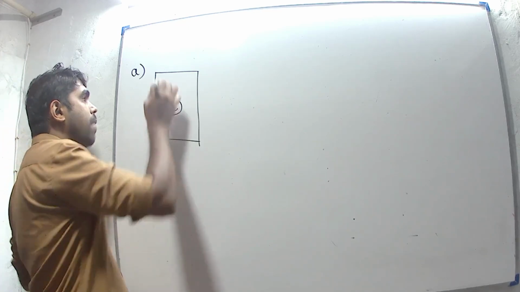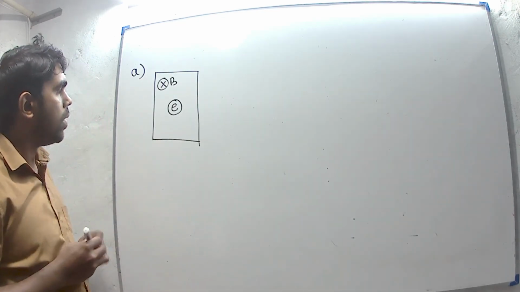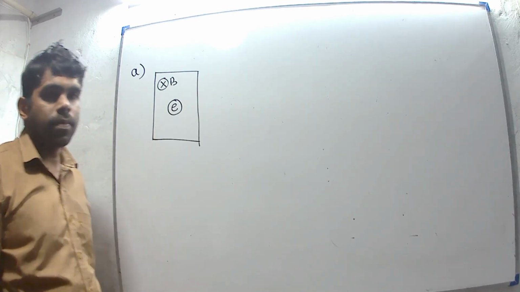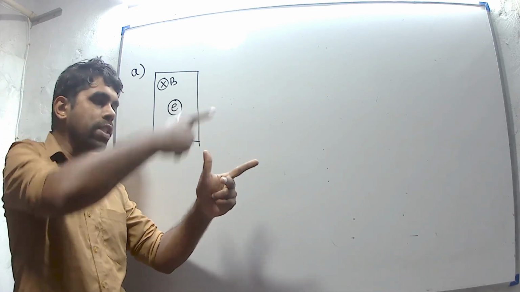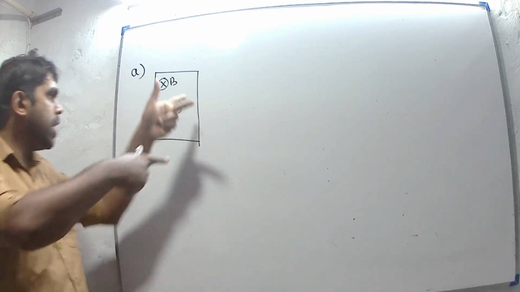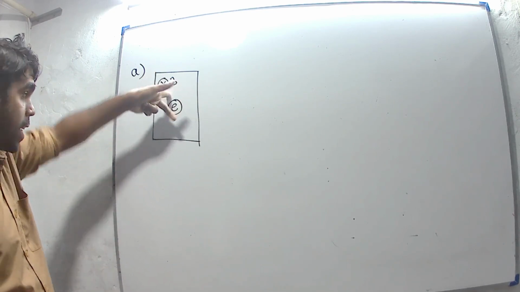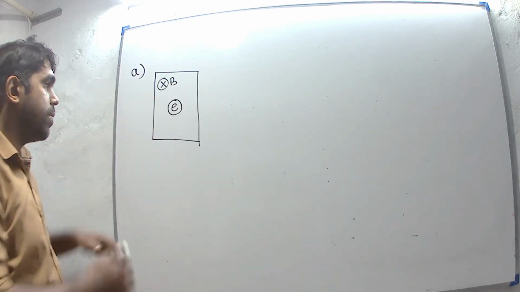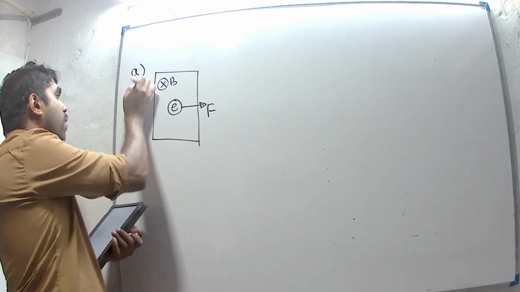There is a magnetic field into the plane. Then we have to get the direction of force on electrons. We have to use Fleming's left-hand rule: force, magnetic field, current, FBI. Magnetic field is towards the plane, and current is downward. Therefore, force should be in right-hand direction. We have to mark force F. That is A part 1.